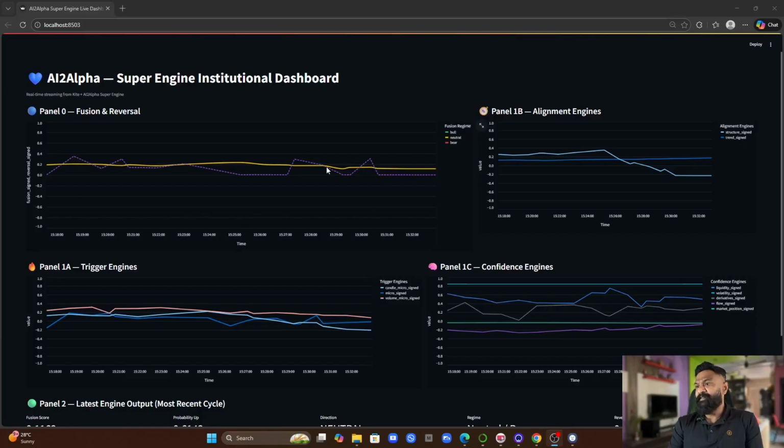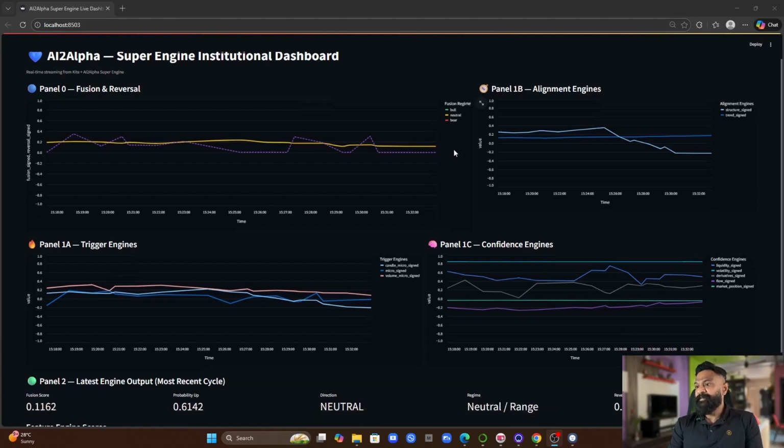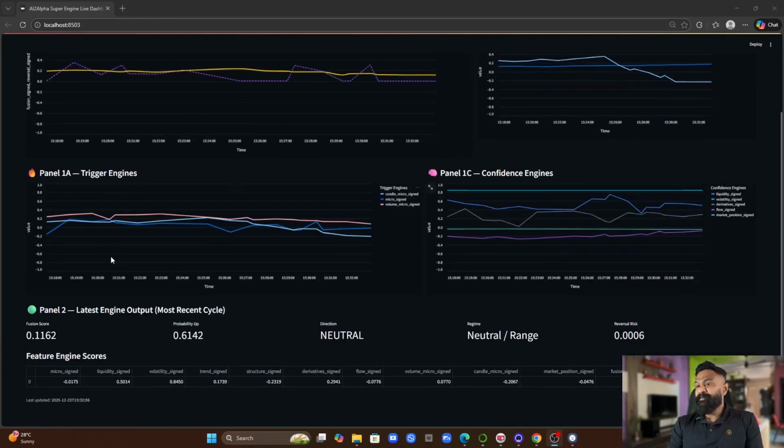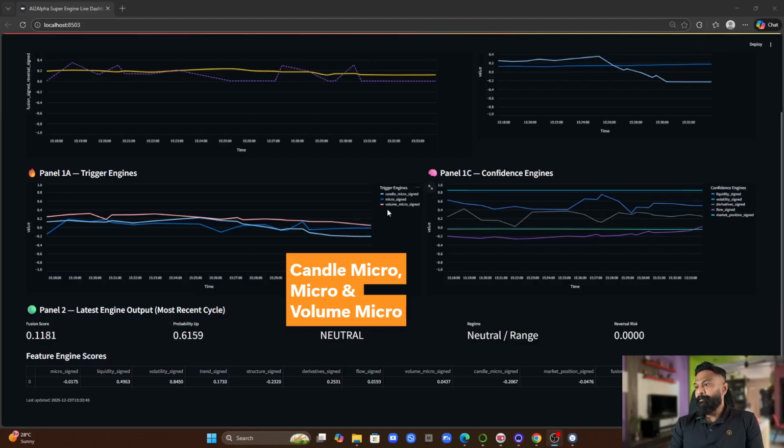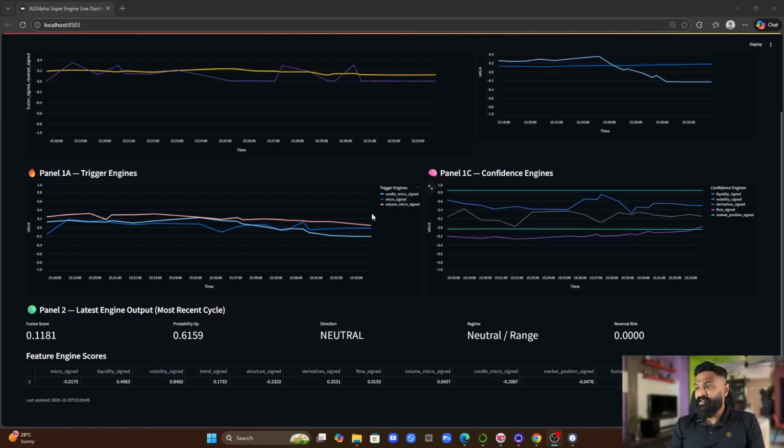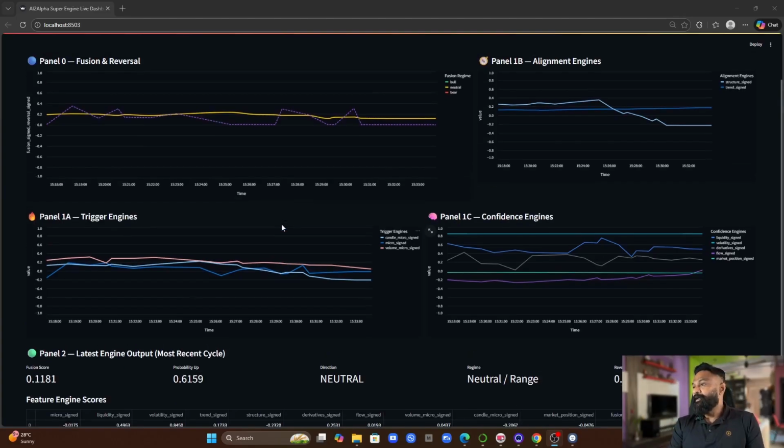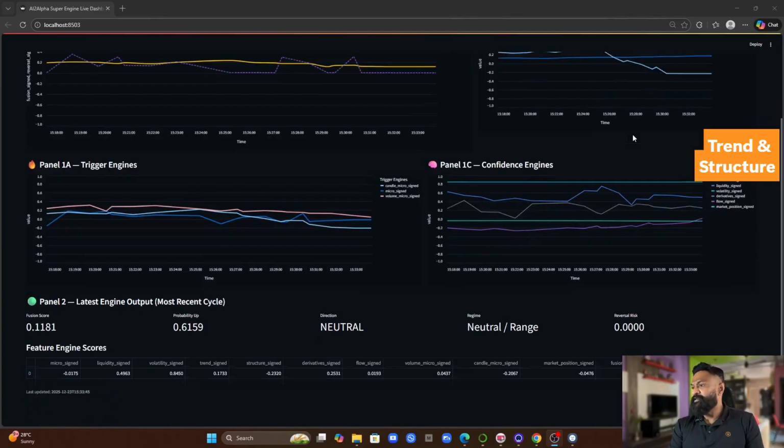And the same line, which is at the moment yellow because the market is neutral, will turn into either green or red. This panel gives me these three engine scores: candle micro, micro, and volume micro. This is based on the wick pressure, the body structure, the rejection strength, and so on. So each candle is getting evaluated in this engine. This engine is the alignment engine. Here I have used indicators to calculate the structure and the trend.